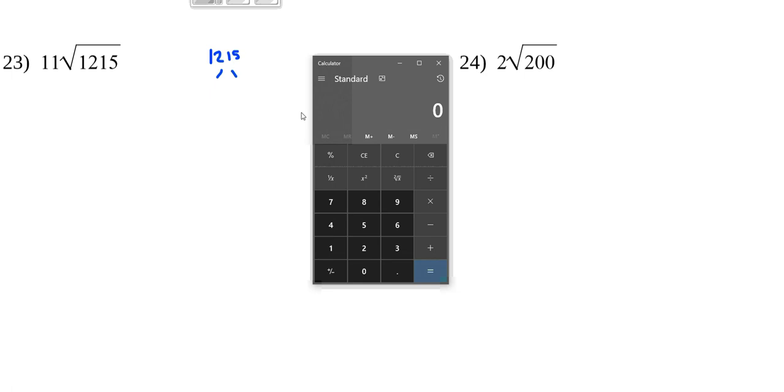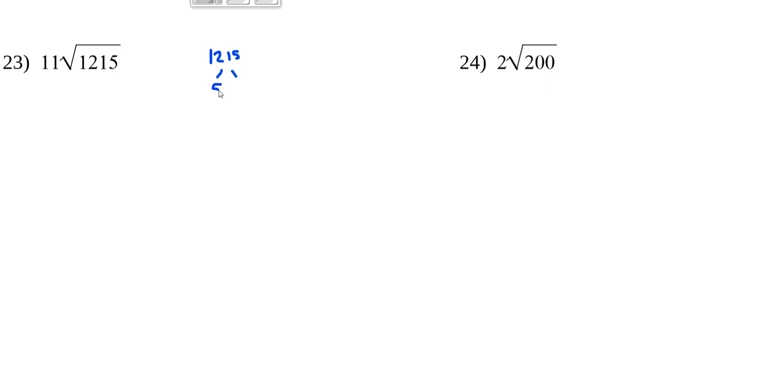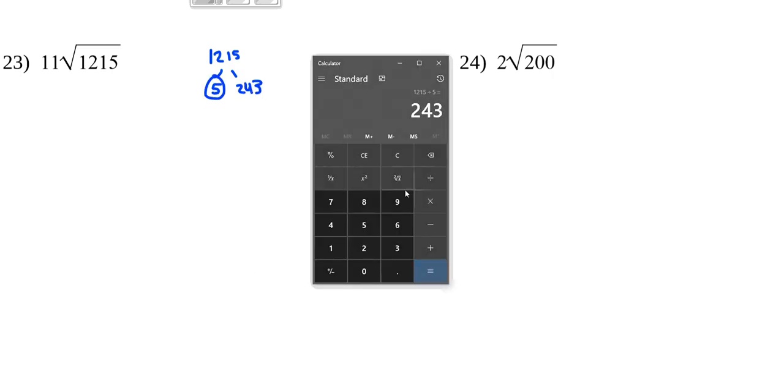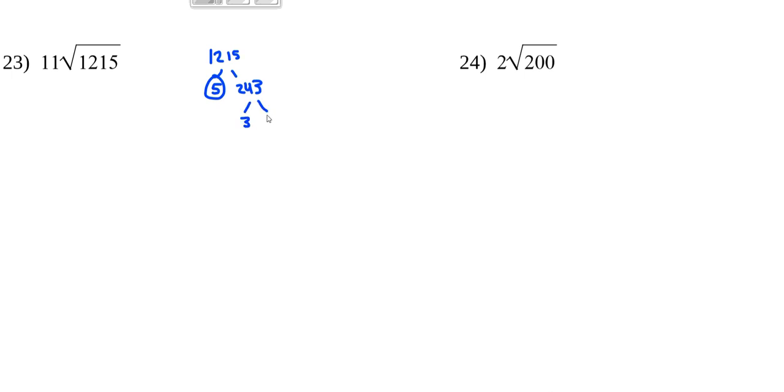5 is a prime, so I'm going to circle that. 243, if I divide that one by 7. Nope, just kidding, it has to be 3. 243 divided by 3 is 81. So 3 times 81. 81 is a perfect square, 3 is a prime. So carry down the 11. The square root of 1,215 is the square root of 81 times 5 times 3. So I carry down the 11.